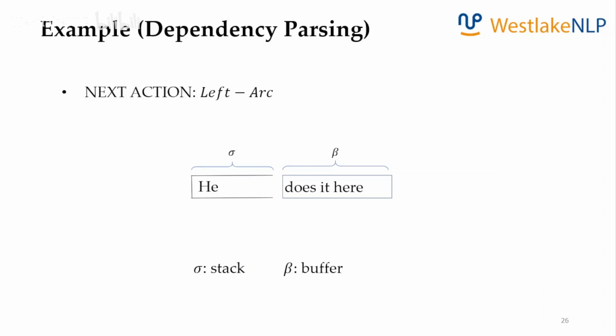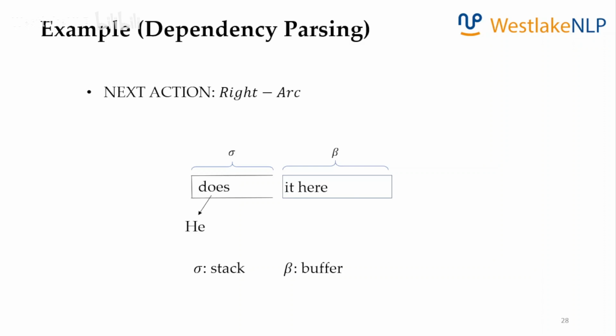The next action is called left arc, which pops the top of the stack and adds it as a dependent of the front of the buffer. And in this case, we make "he" a subject of "does". Here we don't specify the dependency arc label, but we just say "he" depends on "does". The next action shifts "does" onto the stack.